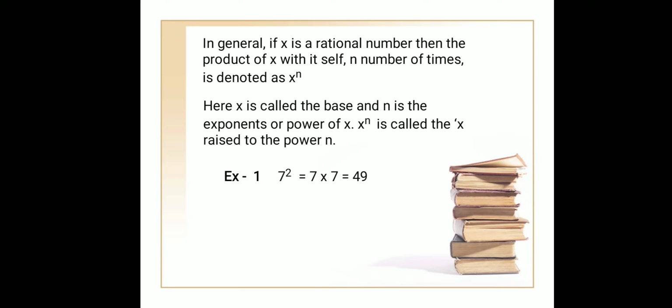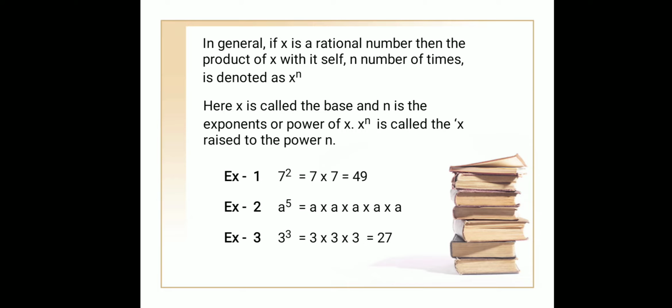Here is an example: 7 squared, that is 7 into 7. Here 7 is multiplied with itself 2 times. So 7 into 7 is 49. Another example, a raised to the power of 5. That means a is multiplied by itself how many times? Here the power is 5, that is 5 times. So a multiplied by a, multiplied by a, multiplied by a, multiplied by a, that is a raised to the power of 5.